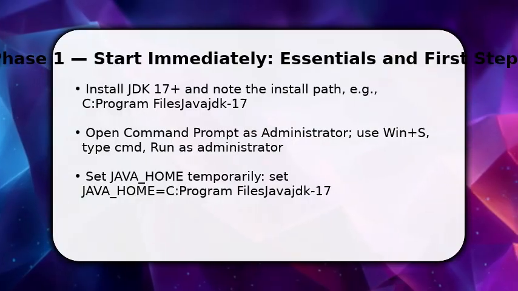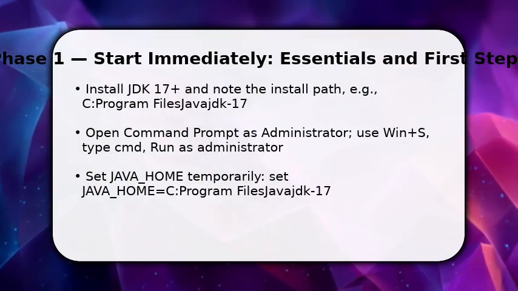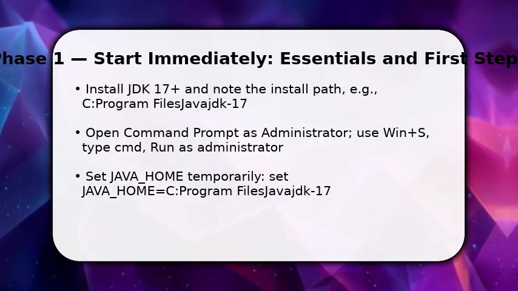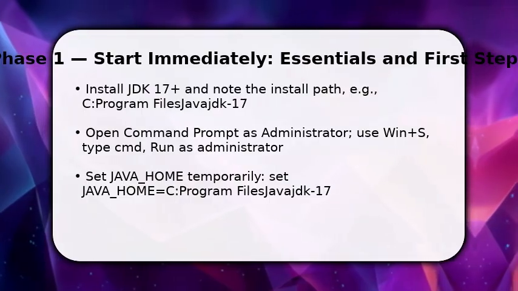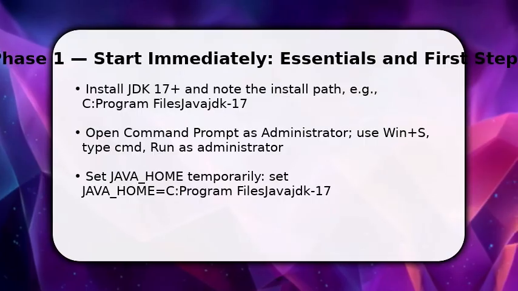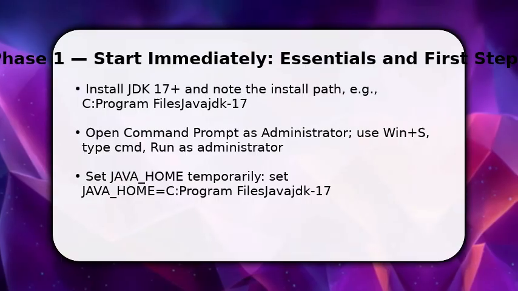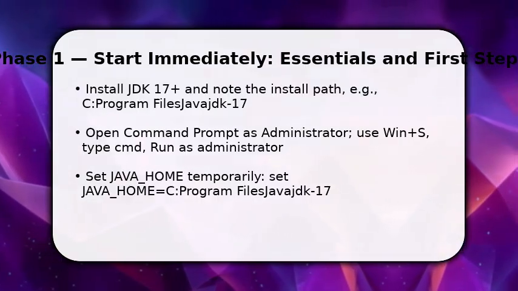You start by confirming prerequisites, JDK 17 or newer and administrator access. Once installed, open Command Prompt as administrator so you can set environment values. Now set JAVA_HOME to the JDK folder using set JAVA_HOME=C:\Program Files\Java\jdk-17. This is temporary for the session.